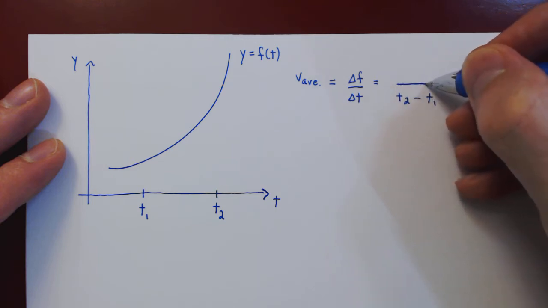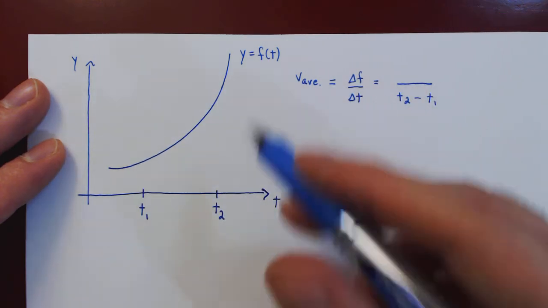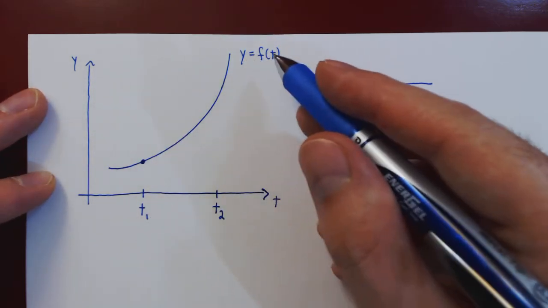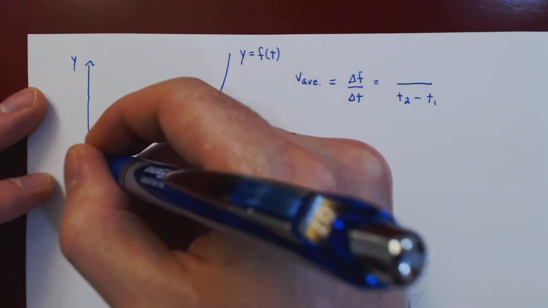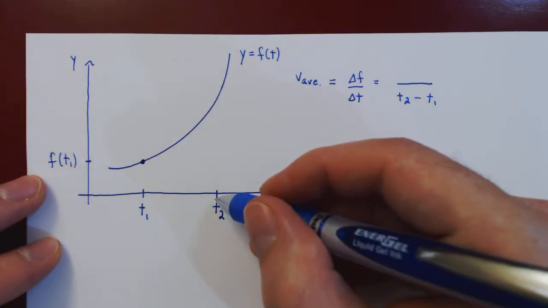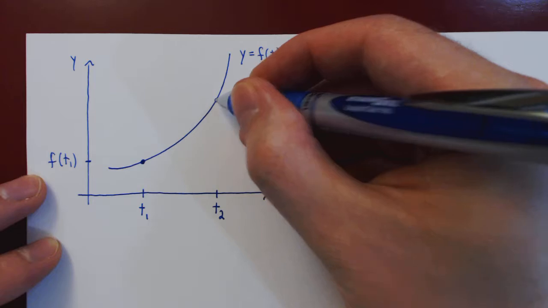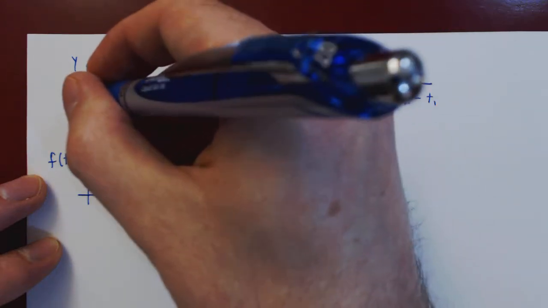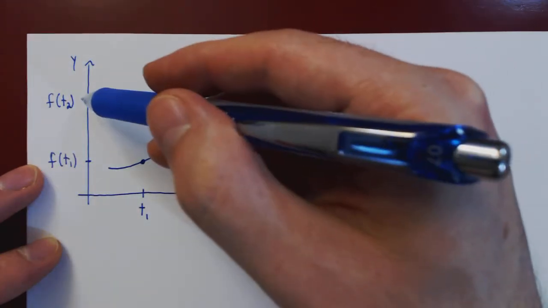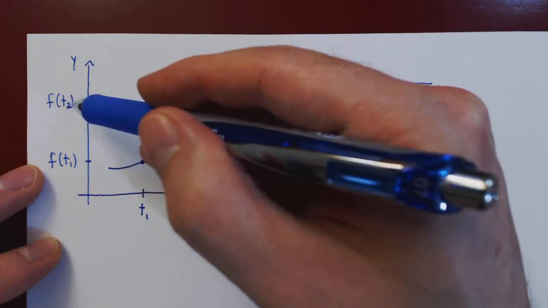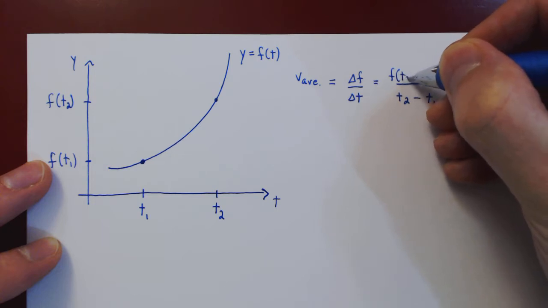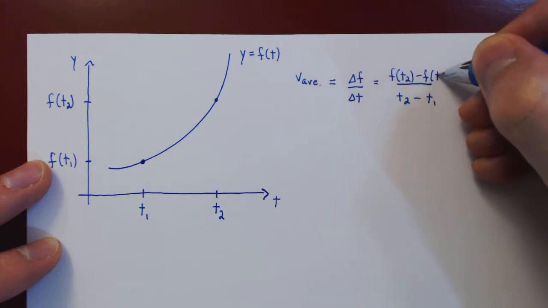And what is the change in position? Well, let's look at the graph of the position function. At time t1, the y value is simply f of t1, the position at time t1. And the y value at time t2 is, of course, f of t2. So the change in position is the position at t2 minus the position at t1. So f of t2 minus f of t1.